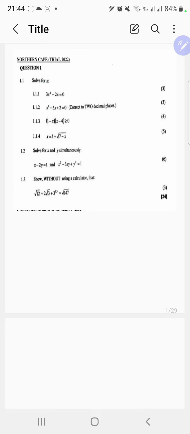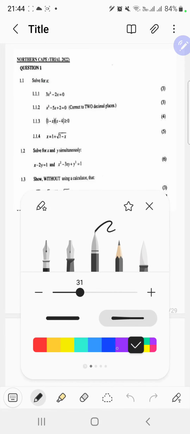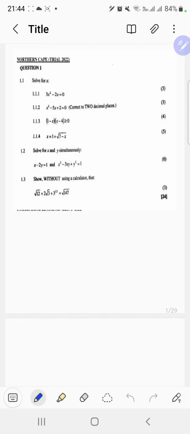Otherwise, guys, we're not gonna say too much. We just want to get to the work and start doing it. Let's see if we can keep the time as well. So let's have a look at question 1.1. It's our standard solve for x type of question.